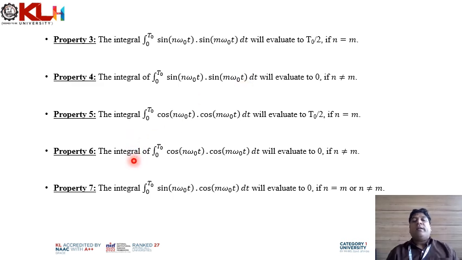Similarly, if we take two cosine signals, cos n omega naught t and cos m omega naught t, those two signals will be orthogonal as long as m is not equal to n. Finally, the other pair of orthogonal signals is sine n omega naught t and cos m omega naught t.